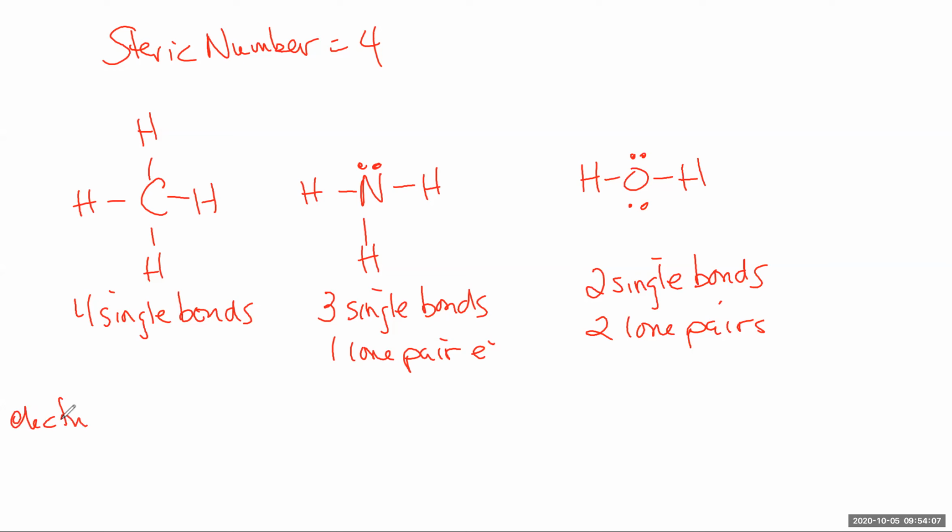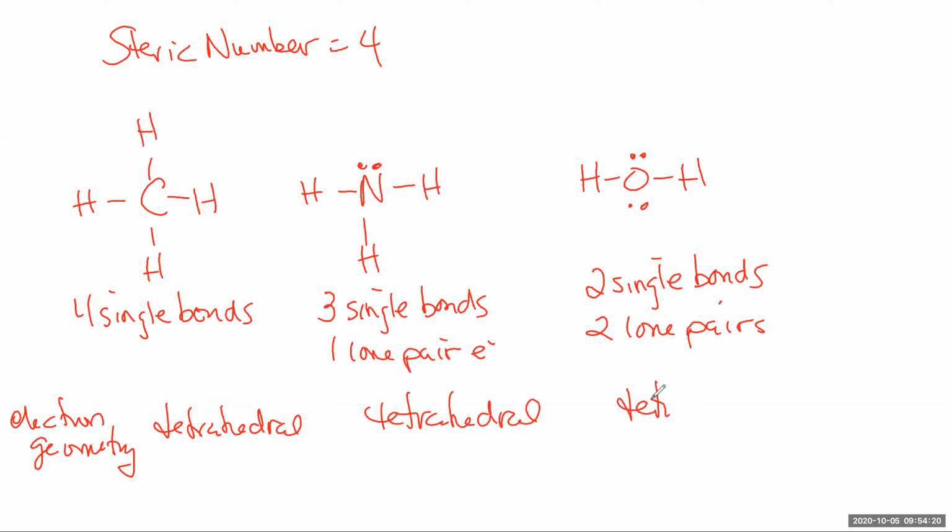They'll all have the same electron geometry. What will that electron geometry be? It's going to be called tetrahedral. All of them will be tetrahedral. 4 things trying to get away from each other will always form a tetrahedral.